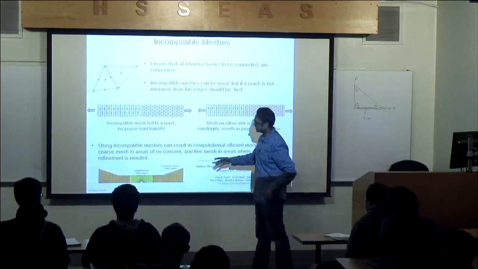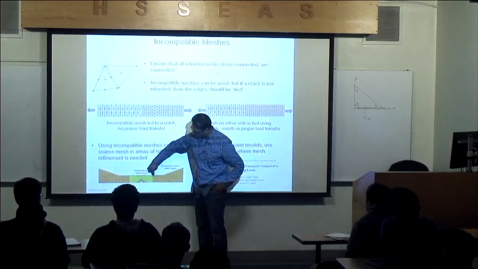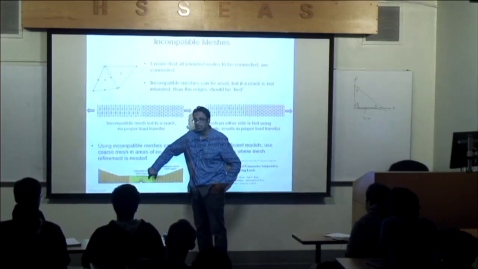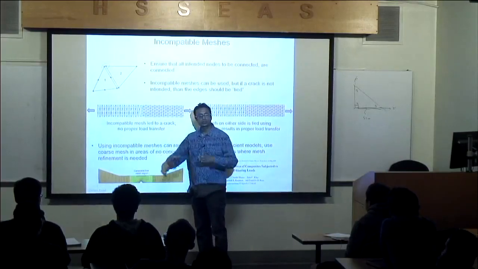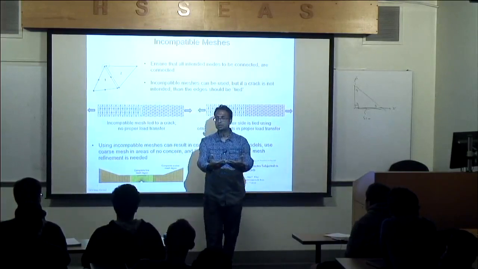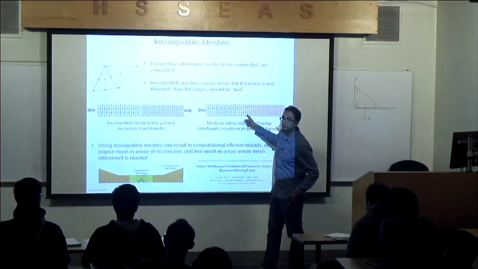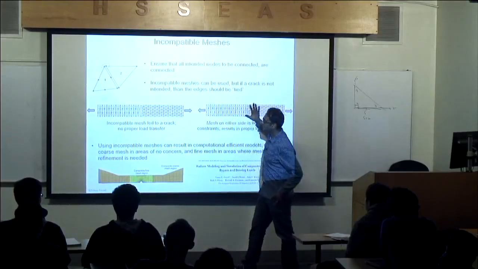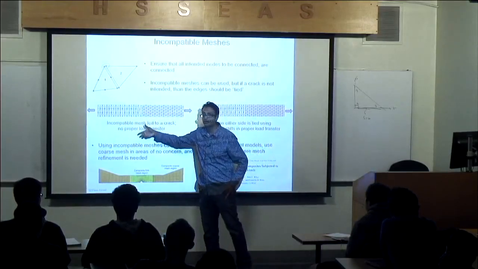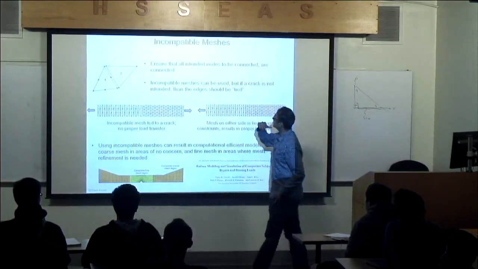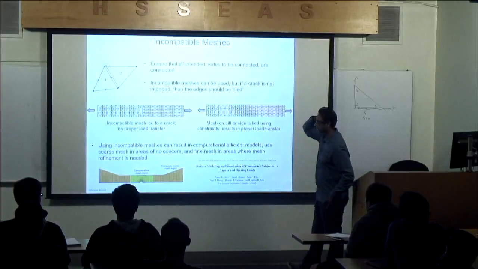In Abaqus, you can use a tie. It allows you to tie the edge from this mesh to the edge of this mesh. Allows you to tie those together so the solution can proceed very nicely, so that it doesn't do that versus this, okay? So we want to have this behavior, not that behavior, unless you want to put a crack on purpose. Then in that case, I think you can do that. Incompatible meshes can be used.